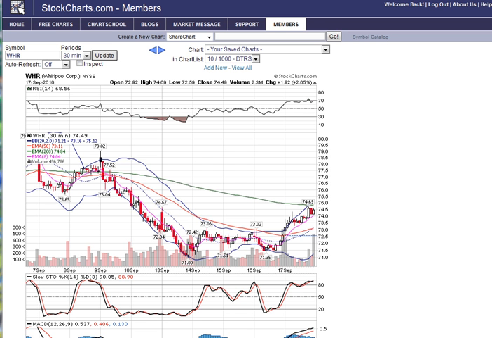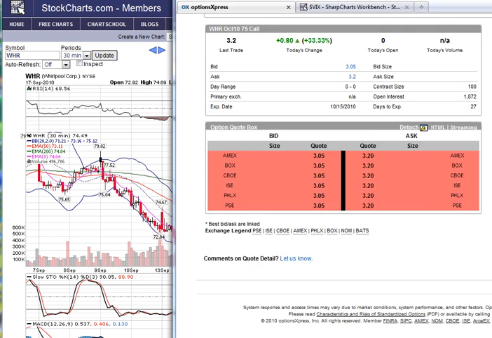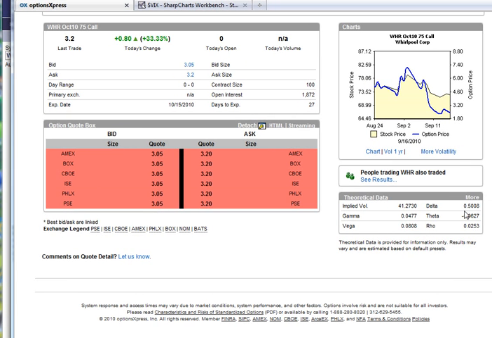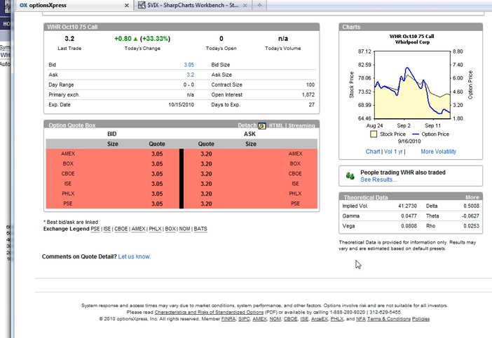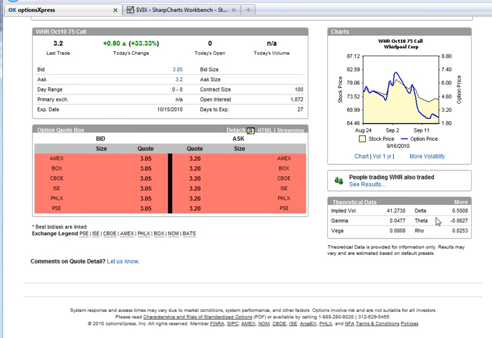Okay, so that said, we need to start looking at an option. Typically, I know that I want to be either close to the money or in the money. The reason being is I want a decent delta of at least 50 cents. Delta being the commensurate change in option price, this being 50 cents for every dollar move in the stock.